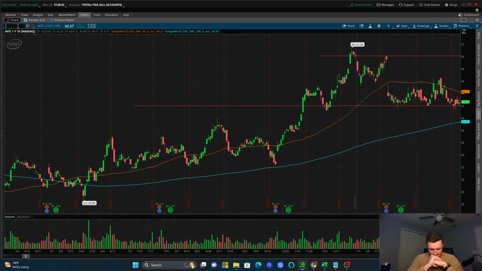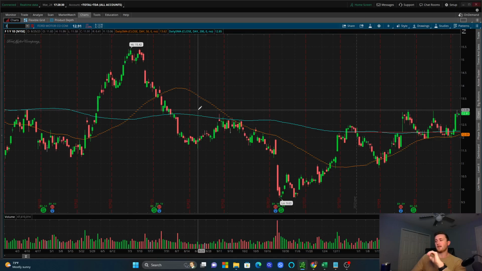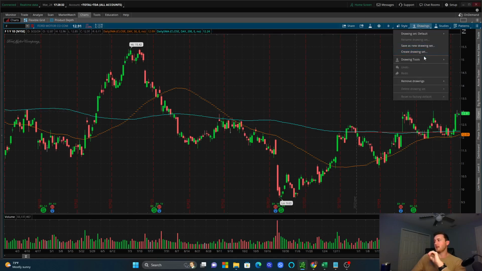I'm just going to see, let's do Ford, all right? Ford. Okay, Ford's a good example of why you got to be cautious and make sure that you're not betting the house on every single trade.